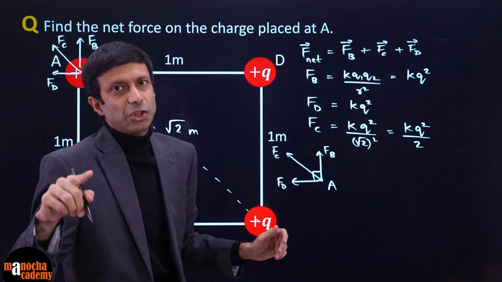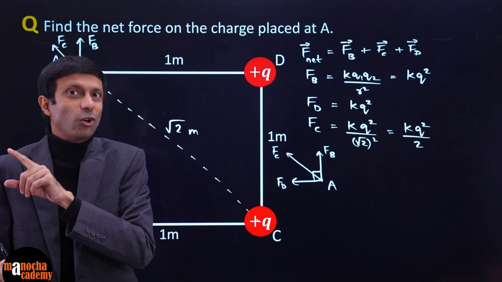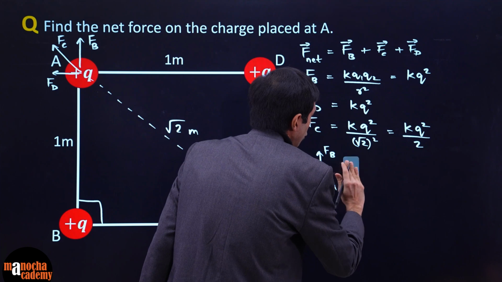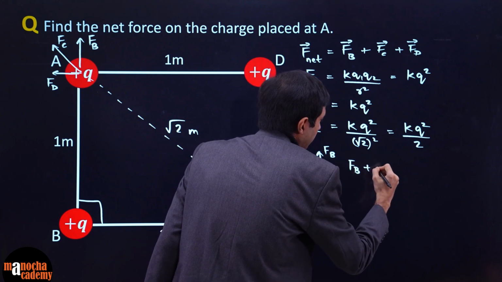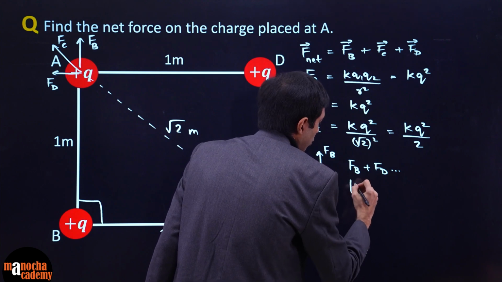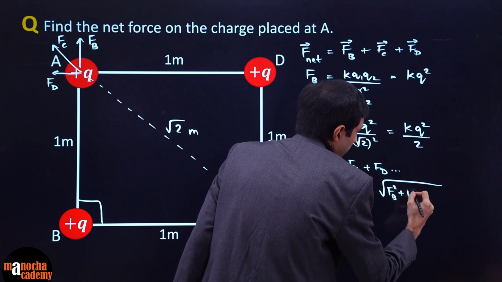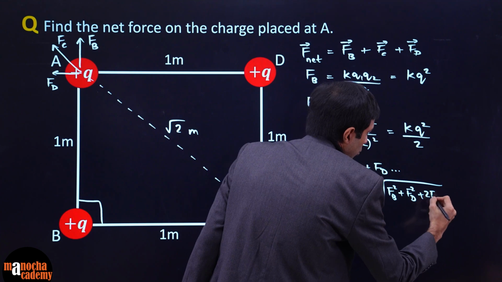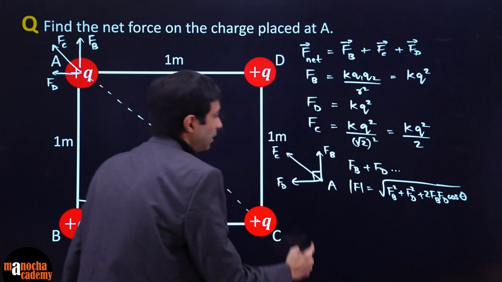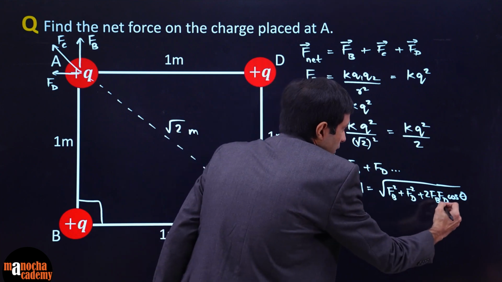Remember in vector addition, if you want to find the magnitude, it's going to be square root of a square plus b square plus 2ab cos theta, where theta is the angle between them. So the magnitude of FB plus FD will be square root of FB square plus FD square plus 2 FB FD cos theta. Now what is the angle? Theta you can see is 90 degrees. So cos of 90 is 0, and this term disappears.